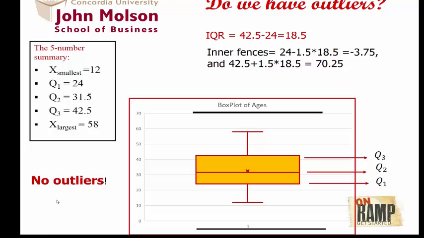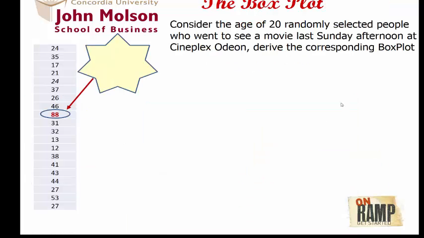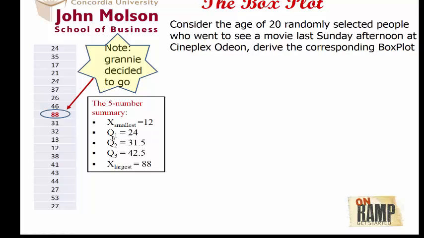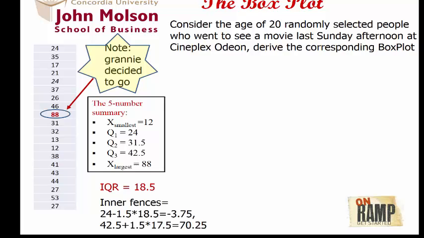Let us consider again the example of the Sunday afternoon at the movie. But this time we observe a different observation. Somebody gave his ticket to his grandma. So Granny decided to go, and she is 88 years old. It does not impact Q1, the median, or Q3, but it will impact the value of the largest observation. Let us start that again. My interquartile range did not change. My inner fences are the same, and the outer fence is 24 minus 3 times the interquartile range.